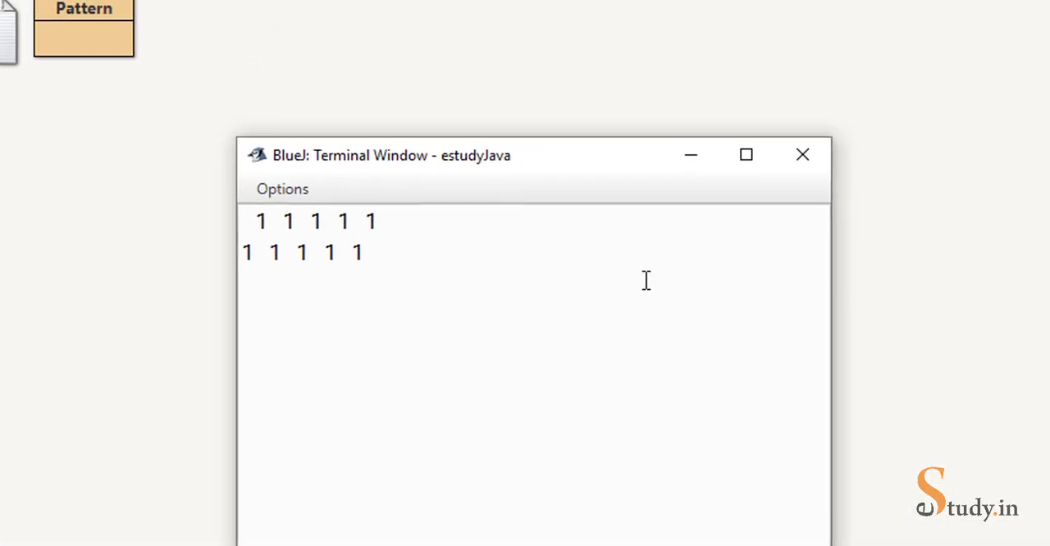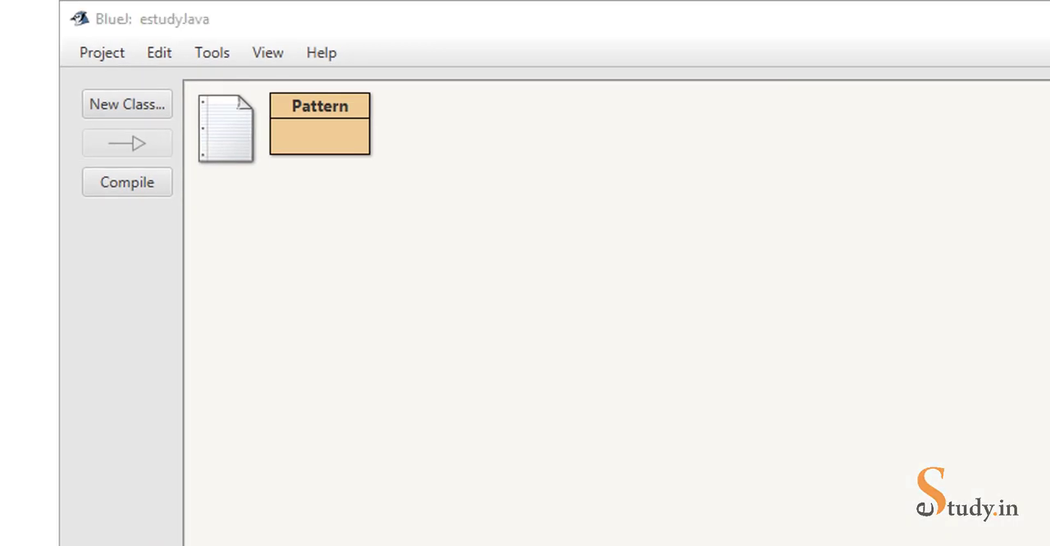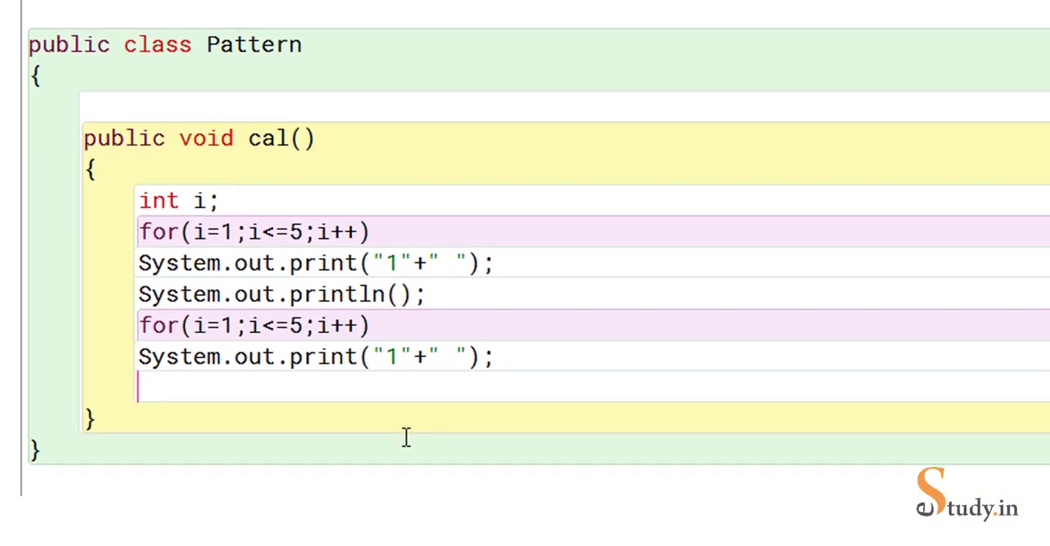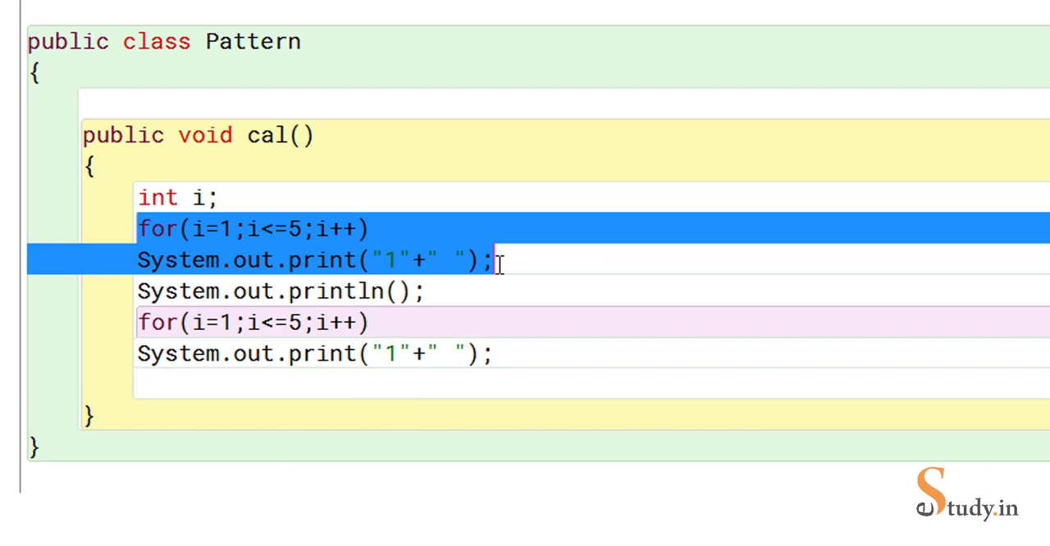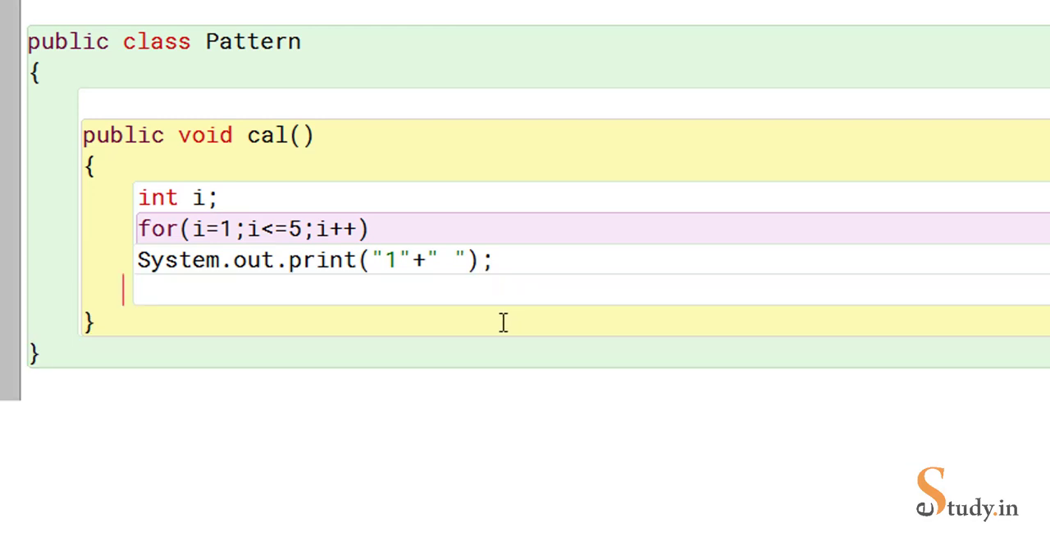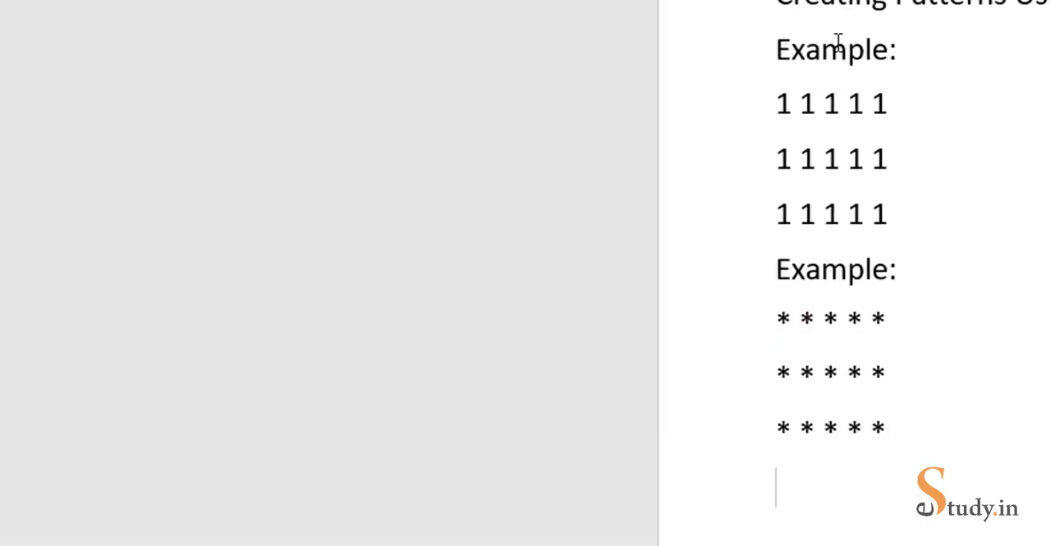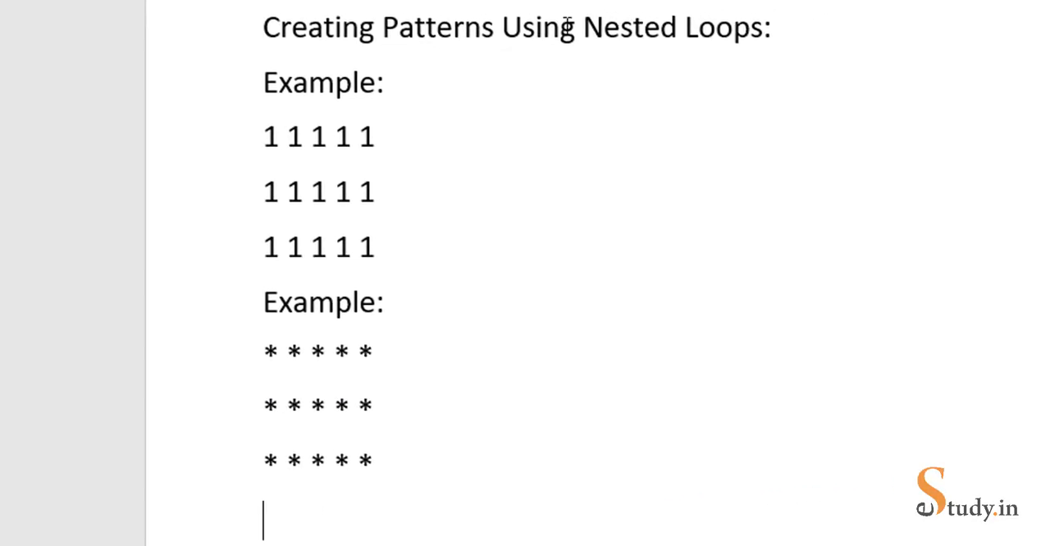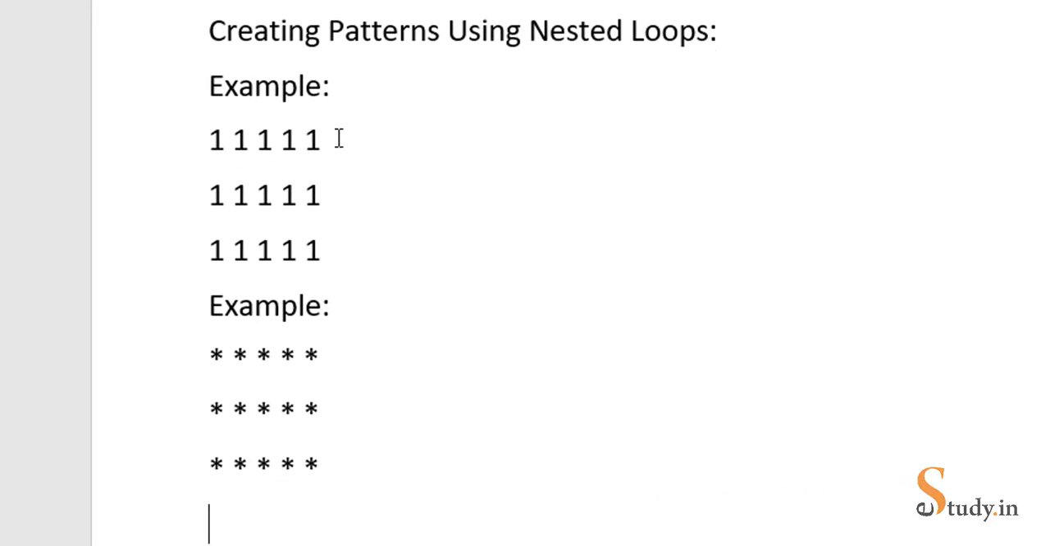So this is giving us the output, but this is not an efficient way of doing it. That means if I want it printed 5 times, should I repeat these 2 lines of code 5 times? No. So we will not be using this approach. Instead, we'll make use of nested loops. Creating patterns using nested loops, that's our topic. So that is what we'll do.